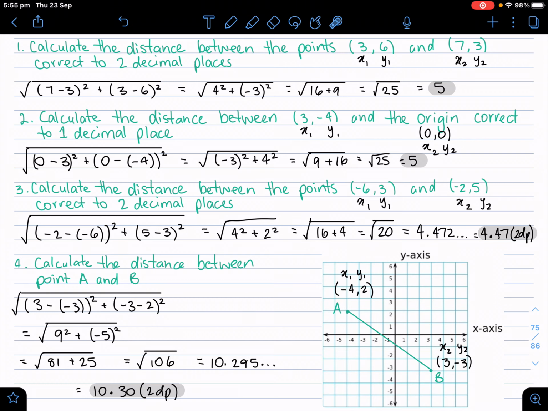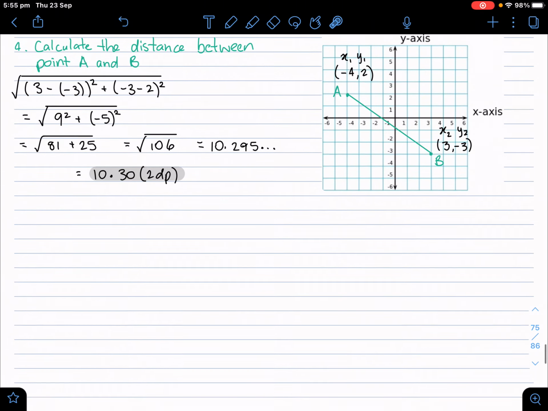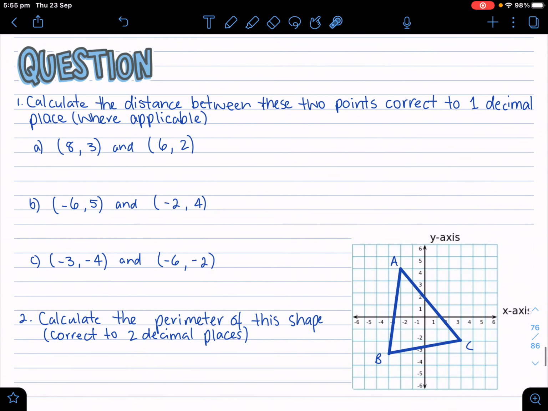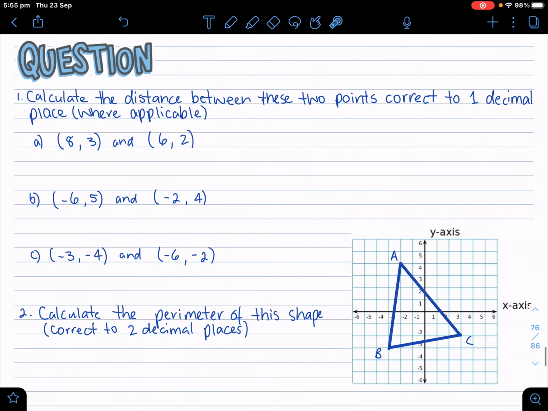Hopefully those examples made it a little bit easier for you to understand distance on the Cartesian plane. I have a few questions here that I'd like you to do. Pause the video, give these questions a shot. Make sure you show all your working out. Be careful of your negative numbers, and write down the steps and the formula just for reference. Unpause the video, come back, and hopefully you get all the answers right.